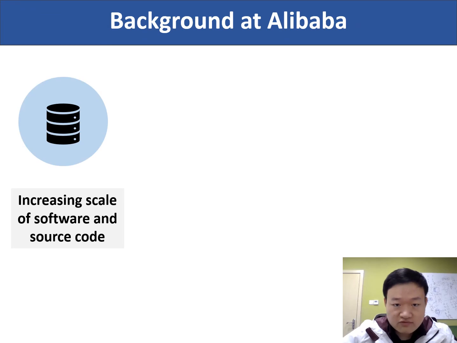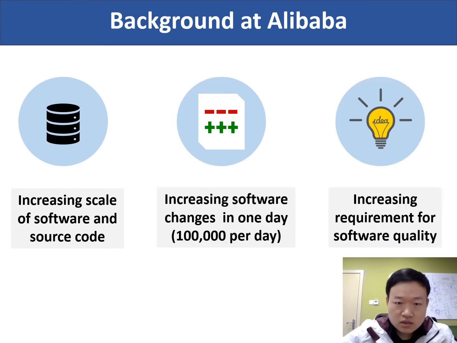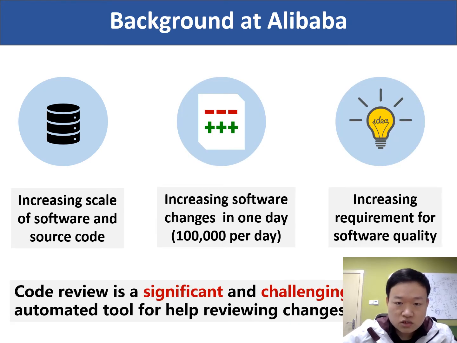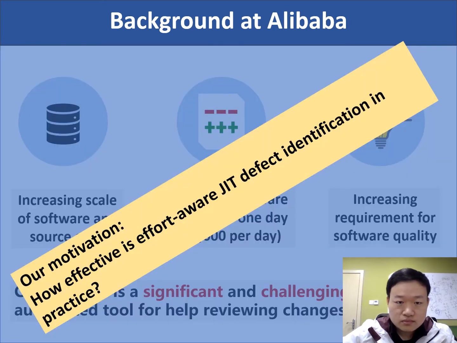Due to the effectiveness on open source projects, many companies have noticed such technique. At Alibaba, there are increasing lines of code, increasing changes per day, and increasing requirements for software quality. Code review is a significant and challenging task. They are very interested in effort-aware JIT defect identification effectiveness. However, the effectiveness in practice is rarely investigated. Thus, our central research question is, how effective is effort-aware JIT defect identification in practice?